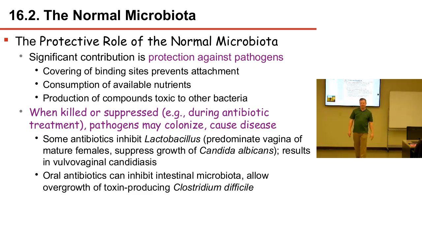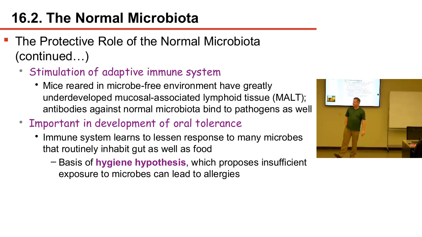Oral antibiotics can inhibit intestinal microbiota, allowing overgrowth of toxin-producing organisms such as Clostridium difficile, or C. diff. All right. So that protects the role of the normal microbiota. We're just going through all the different roles that they play. Stimulation of the adaptive immune system. One of the things we know is what we call the hygiene hypothesis. This is something that, just like people thinking antibiotics cure everything, I think is a generational issue, and hopefully it's going to autocorrect itself soon.